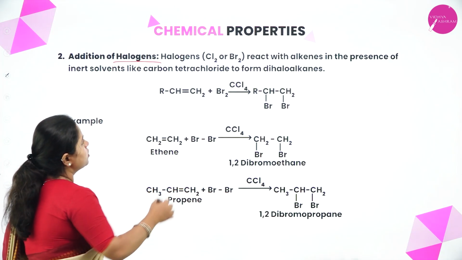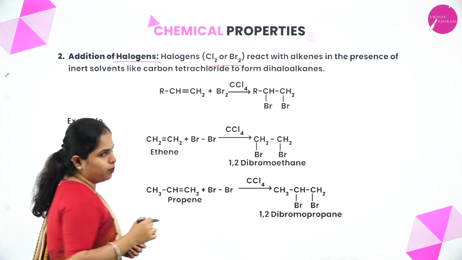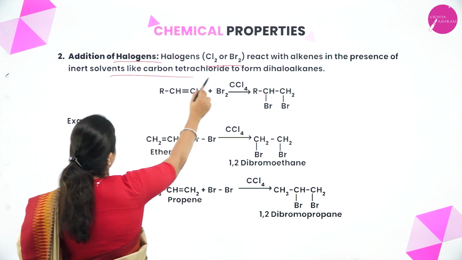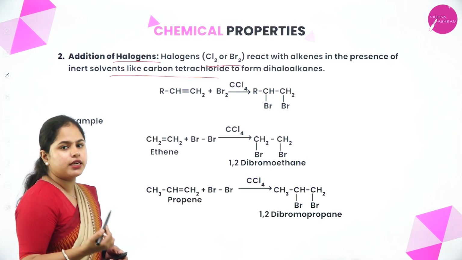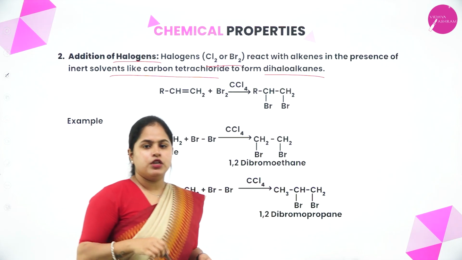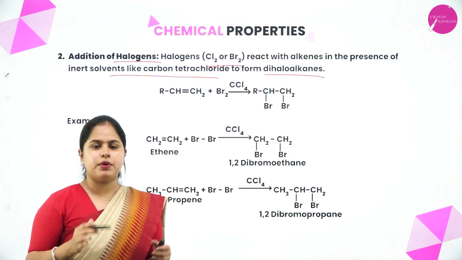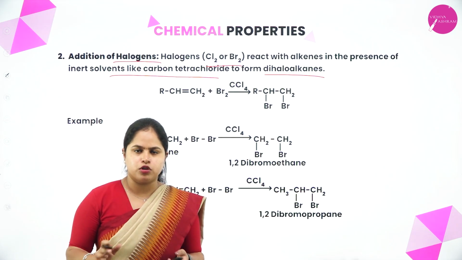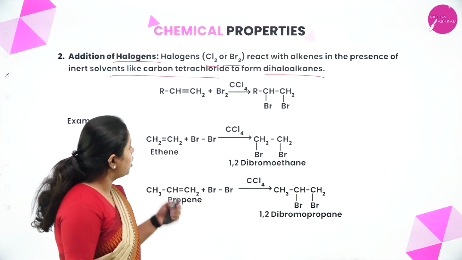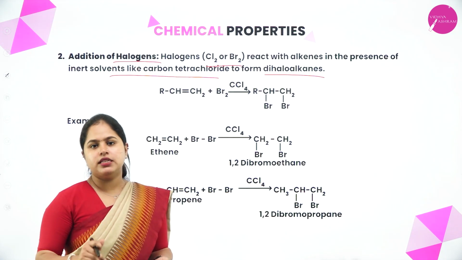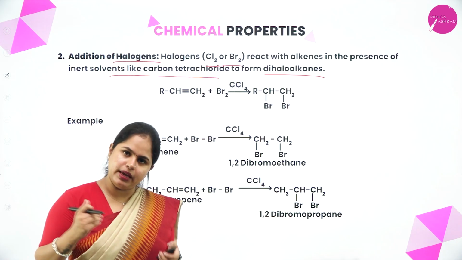So, halogens, normally we use chlorine or bromine. It reacts with alkenes in the presence of inert solvents like CCl4, carbon tetrachloride, to form dihaloalkanes. So, you're going to get alkanes, because we are adding something. So what happens to the double bond? It will become a single bond. So you're going to get alkanes. And what are we adding here? Halogens. So you will get dihalogens here. That means 2 halogen atoms will be added here.